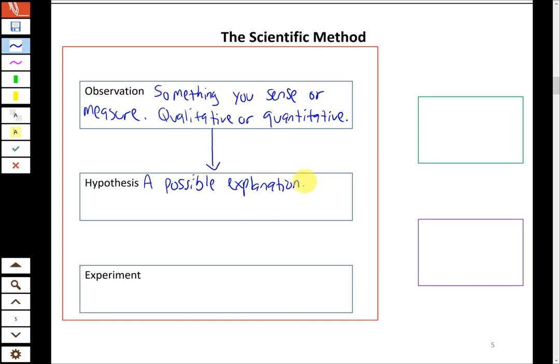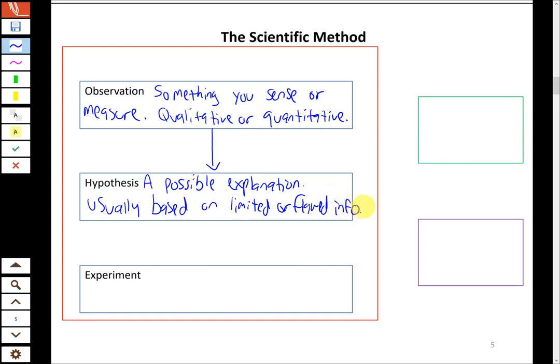So it's a possible explanation, and it's usually based on limited or flawed information, because a single observation, or even a small set of observations that you've made, is not usually enough to really understand what's going on. But it's not a total wild guess either. Some people think a hypothesis is just a wild guess.